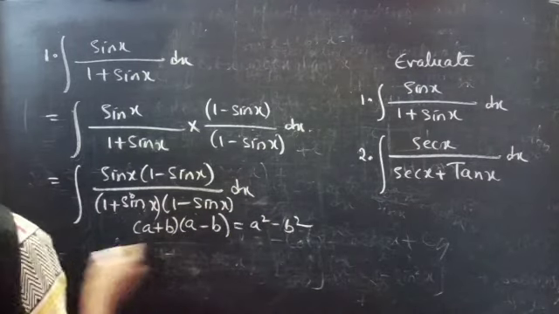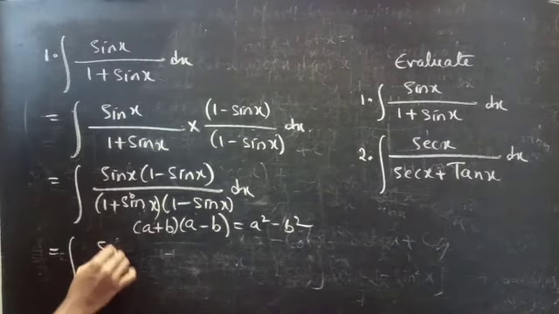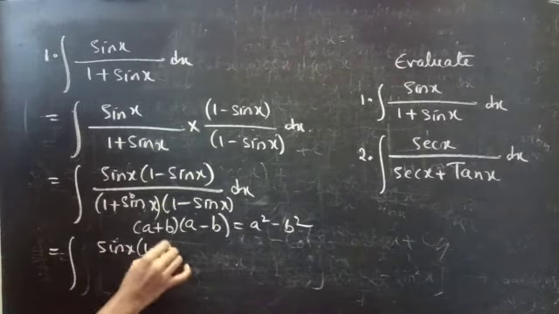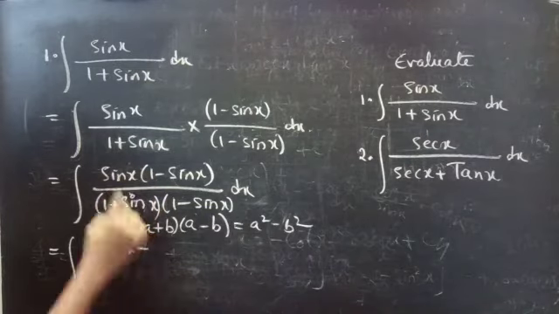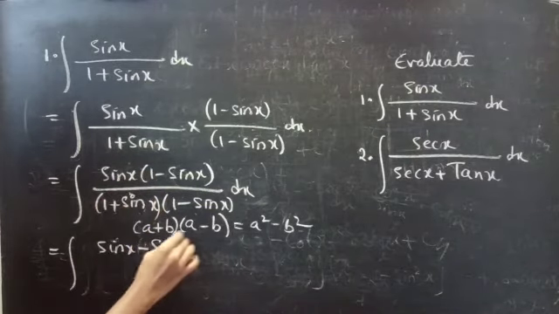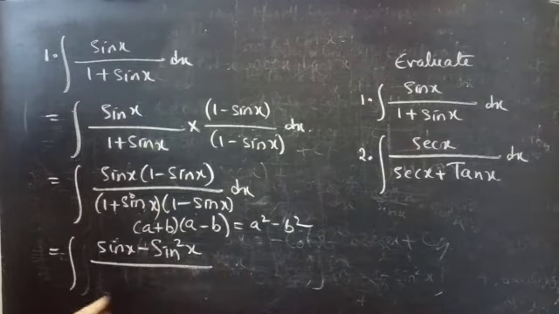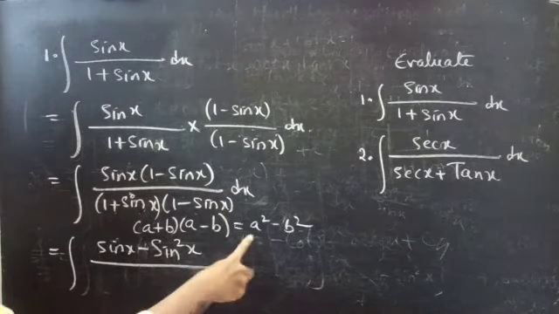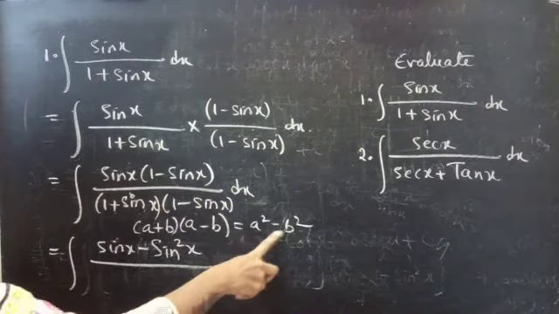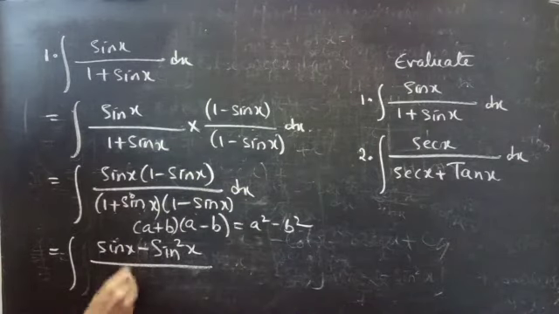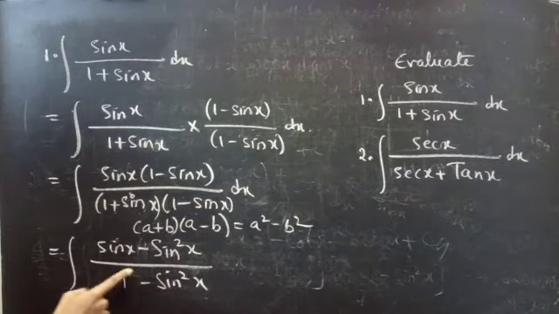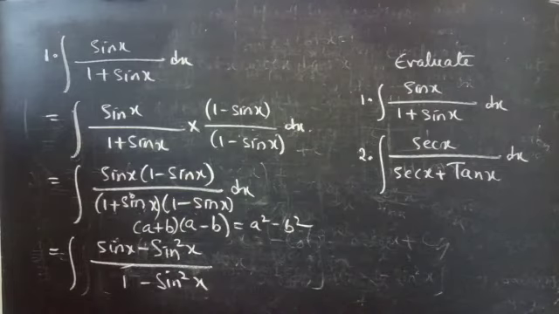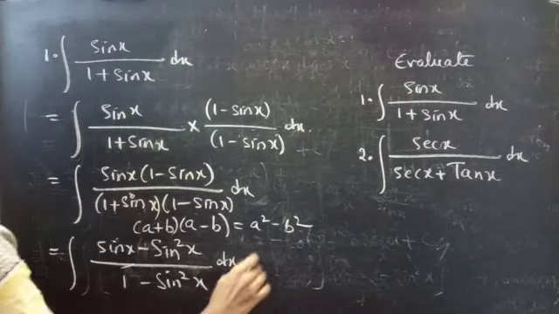So in the next step you can write it as sin x into 1 is sin x, minus sin x into sin x is sin square x, by a plus b into a minus b equals a square minus b square. So you could write it as 1 square minus sin square x. 1 square is again 1, so you'll get 1 minus sin square x in the denominator.